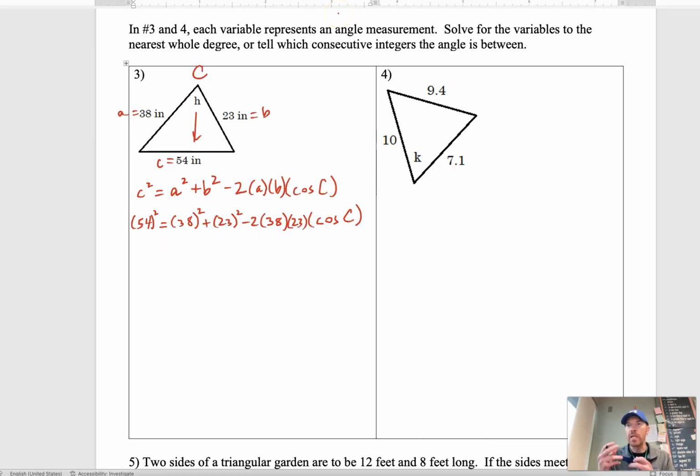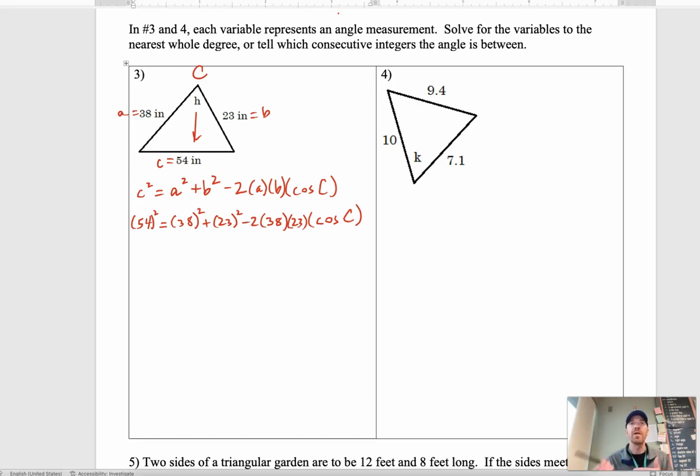So in this case, if we use the law of cosines, we probably want to assign angle H as angle C, and then opposite that, the 54 inches would be side length C. Again, side length A, side length B, the 38 inches and the 23, it's interchangeable. It doesn't really matter because you're doing addition or multiplication. But if you fill those in, we get the equation 54 squared equals 38 squared plus the rest of it, you can see.